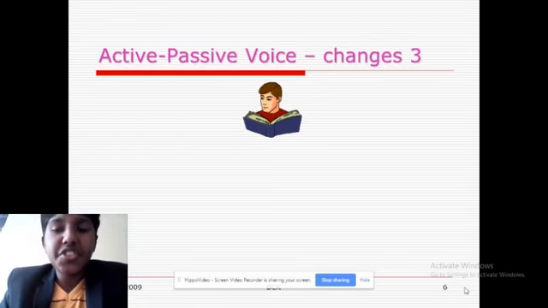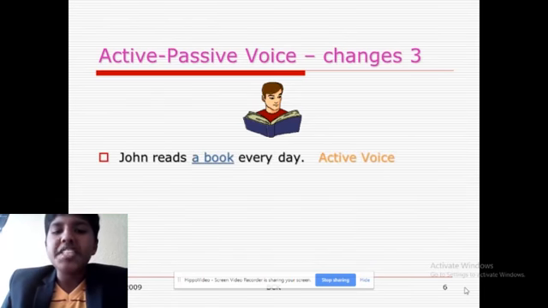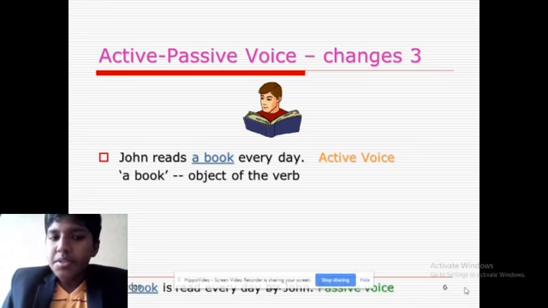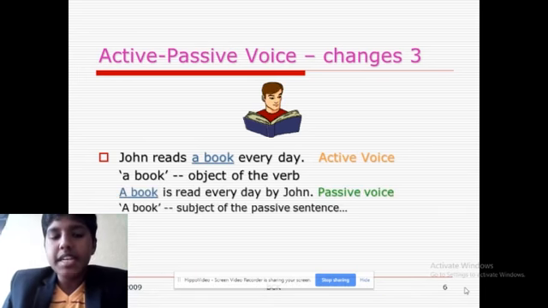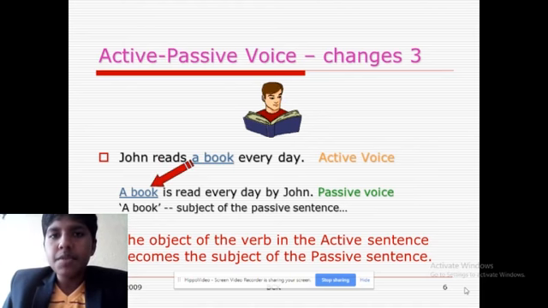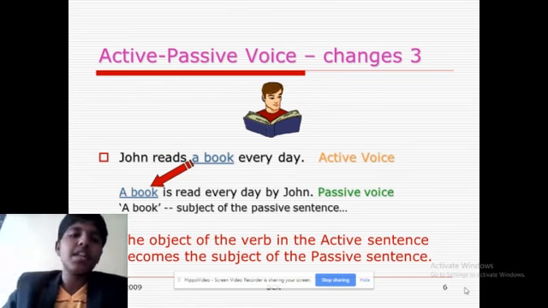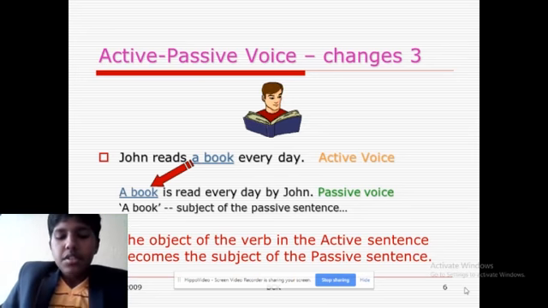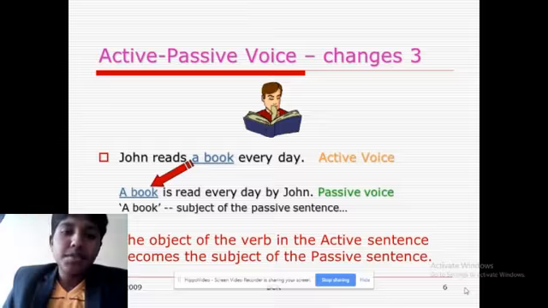And next is the changes 3. John reads a book every day. We can see that this is in the active voice. John is the subject, a book is the object, and reads is the verb. Actually, this sentence and the previous sentence are similar. Yes, a book is read by John every day. This slide was to give you a recap of the previous one. Because the object a book has changed into the subject. In the previous one, we saw that the subject has become the object, and now the object has become the subject. So the object becomes the subject, and the subject becomes the object.